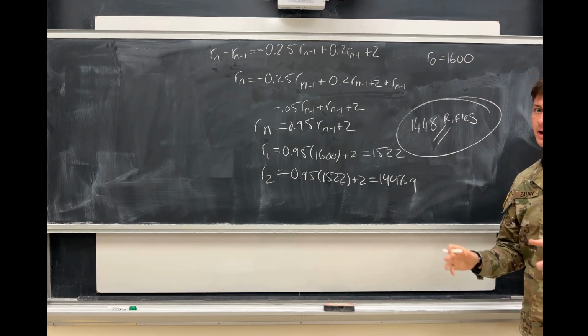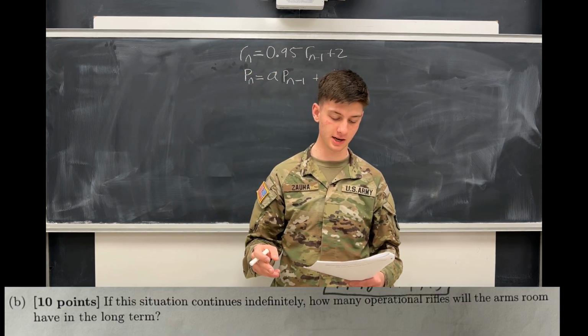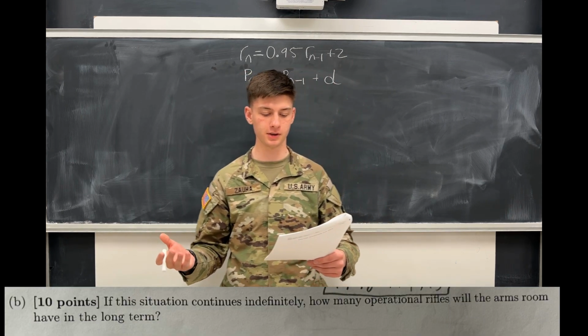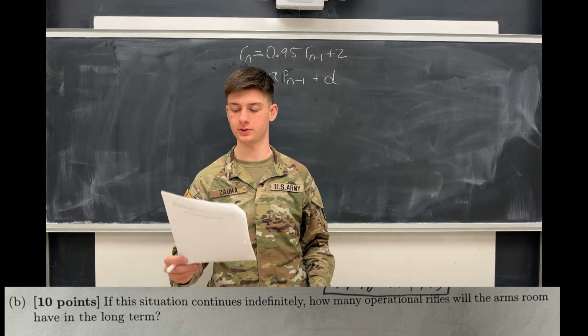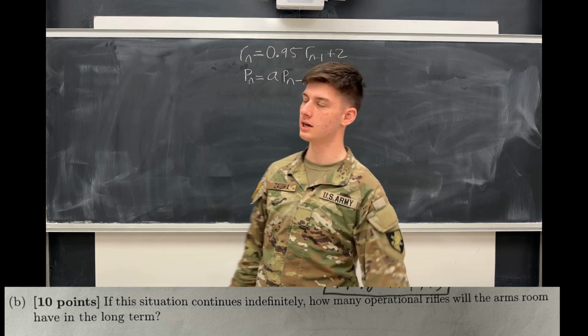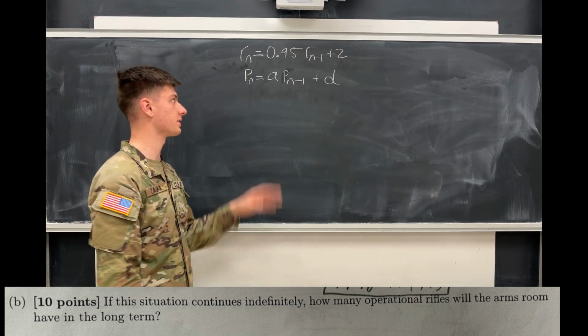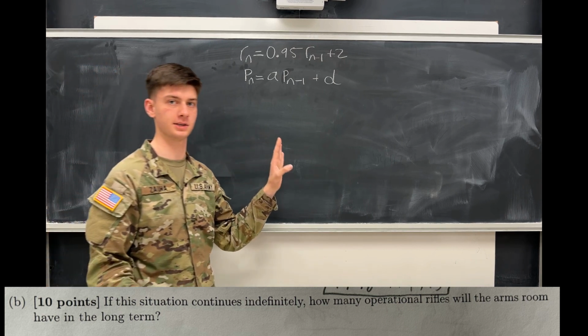That's our final answer for part A. We're going to continue on into part B here. Part B says, if this situation continues indefinitely, how many operational rifles will we have in the arms room long term? Okay, so what that's saying is, if this continues indefinitely, what are we going to get? So this is written in the form. You should make sure you have this next stuff on your note sheet.